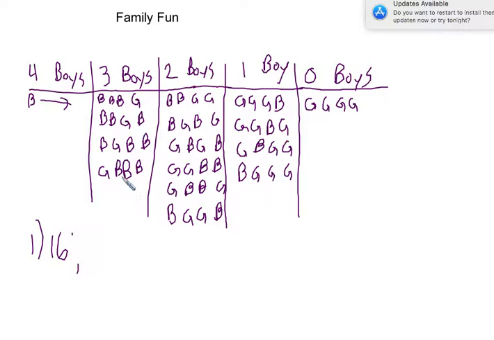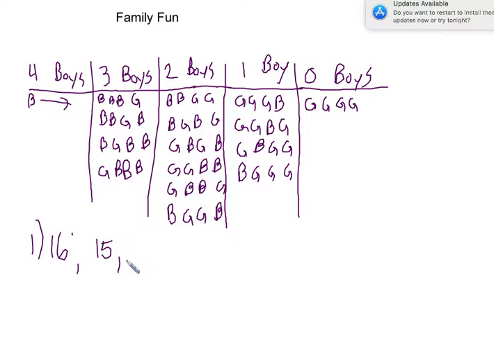Okay, well, all of them but this one, right? This is the only one that doesn't have 1 girl. So 15 of them have at least 1 girl. These have 1 girl, these have 2 girls, these have 3 girls, these have all 4 girls. So at least 1, that's really important, is 15.